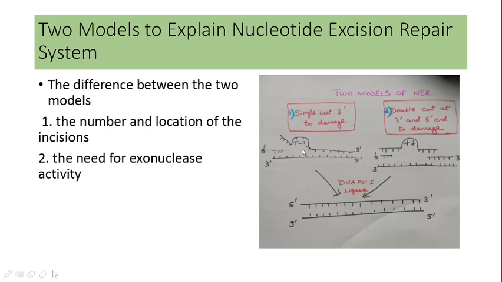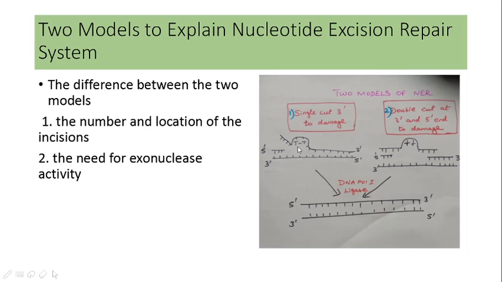In the single cut, the exonuclease activity is required to remove this lesion, whereas in this double cut, there is no need for the exonuclease activity. Already the lesion has been removed, released from this damaged tract. So there is no need for DNA polymerase exonuclease activity in the second model, and DNA polymerase 1 is used to fill the gap alone. DNA polymerase 1 will fill the gap, and ligase will seal the phosphodiester bonds.